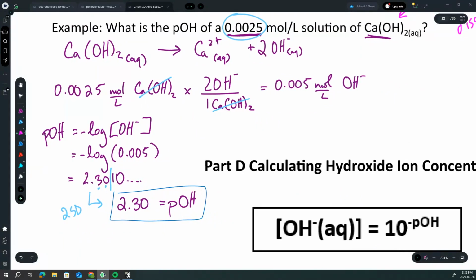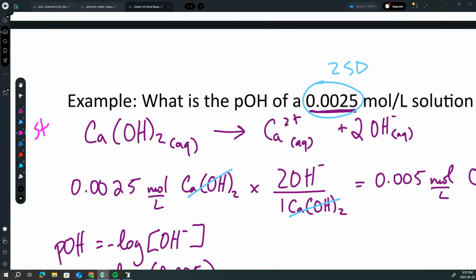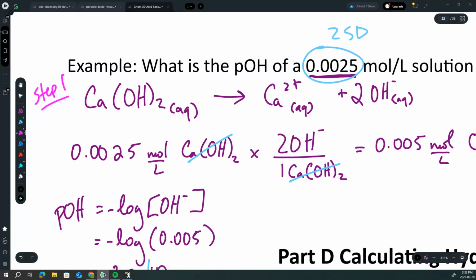So if you really wanted to label this as step 1, step 2, step 3, step 1 would be to figure out your dissociation equation if the question gives you an ionic compound. If it does not give you an ionic compound, then you would react the basic substance with water and do a modified Arrhenius reaction equation. Step 2, you need to figure out your concentration of hydroxide ions. Step 3, figure out pOH. There you go.